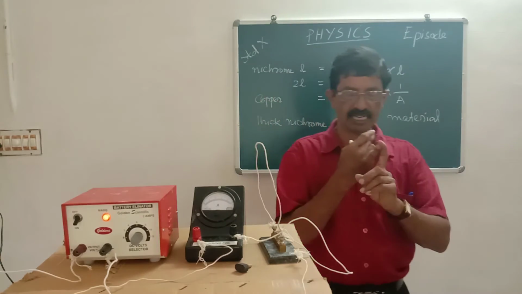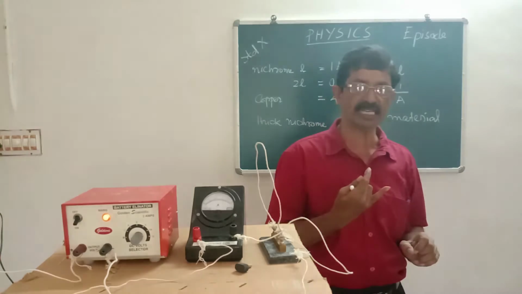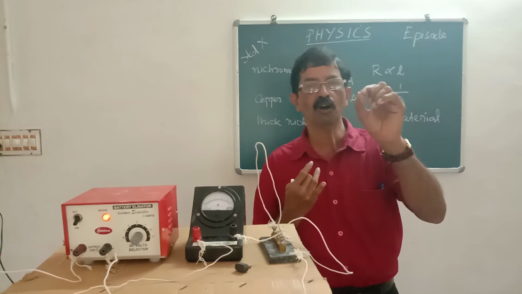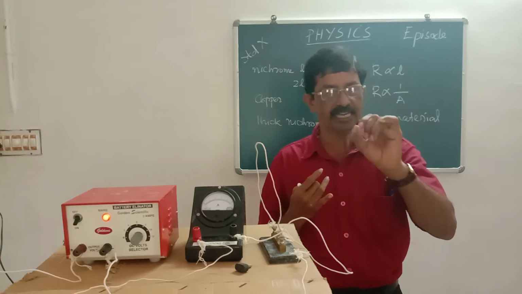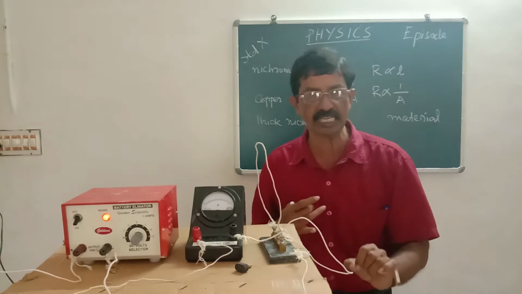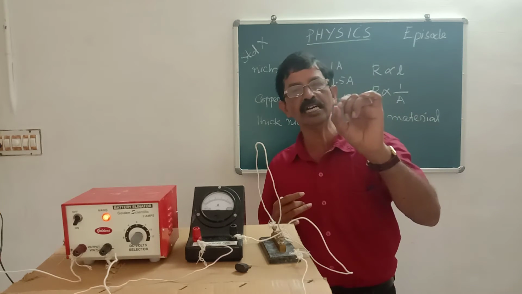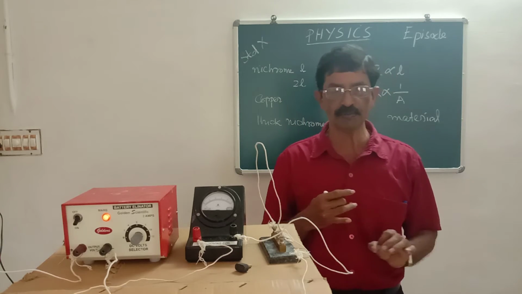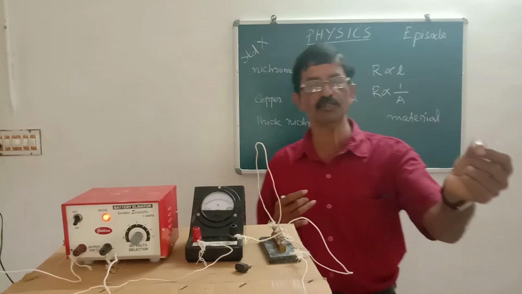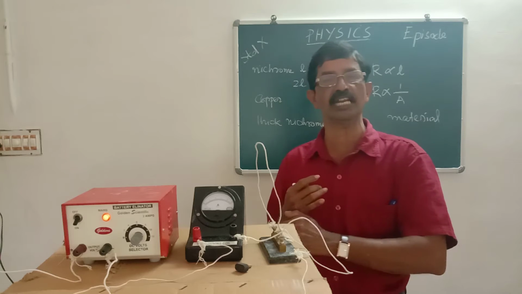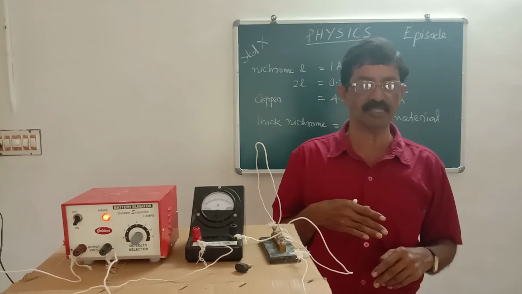On the length of the conductor, it is directly proportional. It means if length increases, resistance increases. Second one, thickness or area of cross section. It means if thickness or area of cross section increases, resistance decreases. And the third one is the material of the conductor. For example, here we use nichrome wire, that is one material. Another one is copper wire, another material. But the current we cannot see as the same. That means resistance differs there.